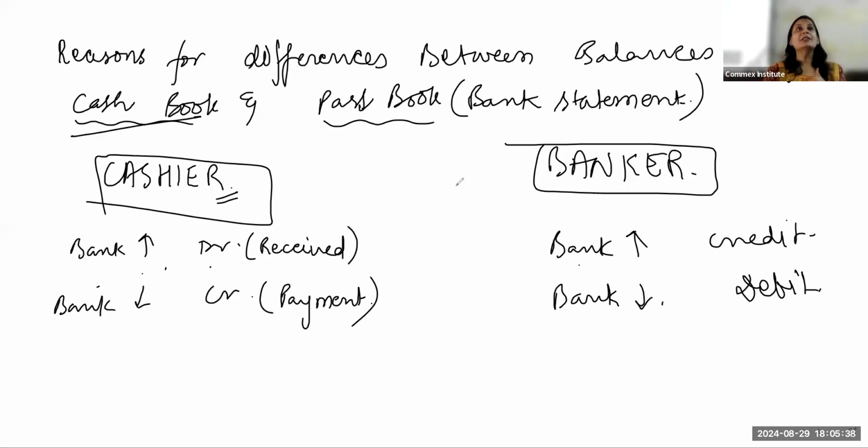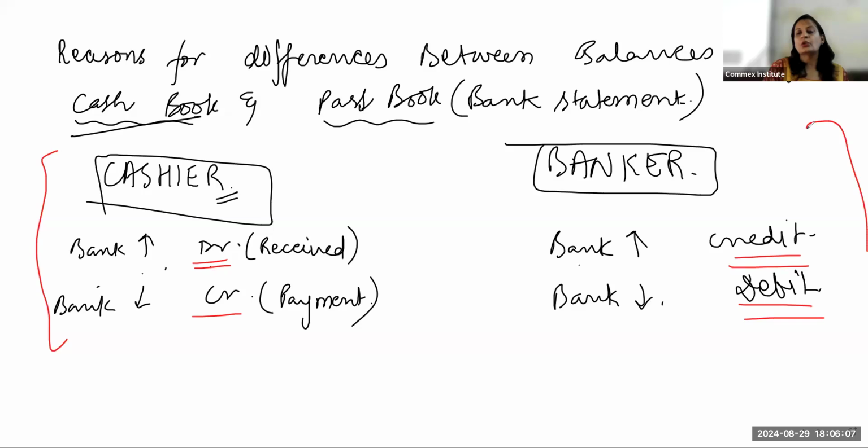But what we have learned is that when we receive something, the bank account is debited. Because my perspective and the banker's perspective are exactly opposite. So please remember that when my cashier debits, my banker credits. When my cashier credits my account, my banker would debit my account for the payments. This is a basic thing. तो उससे कोई फर्क नहीं पड़ेगा आपके transaction. This is not the reason for difference. This is just a basic fact we should know.